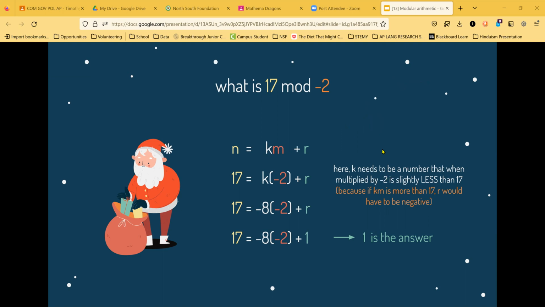However, someone could ask you on a question, what is congruent, like write a modulo that is congruent to 17 mod -2. And you would be correct in saying -1 mod -2.